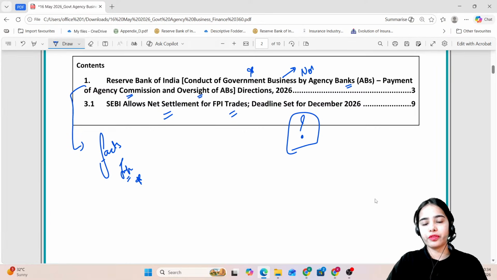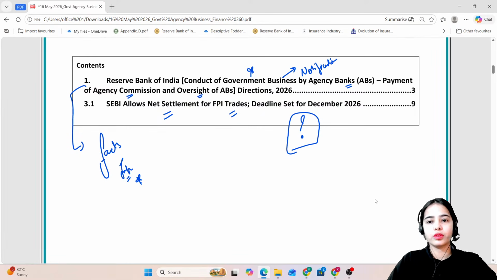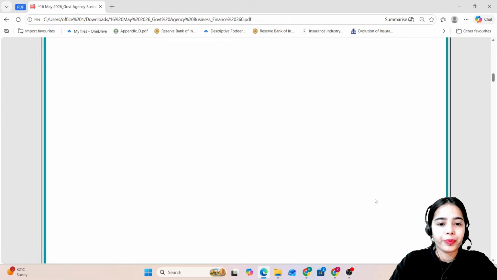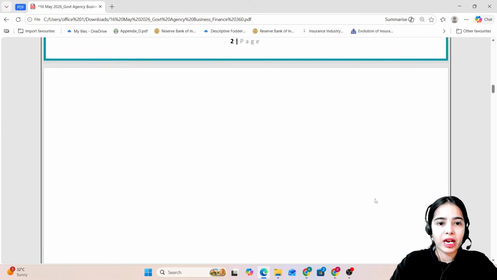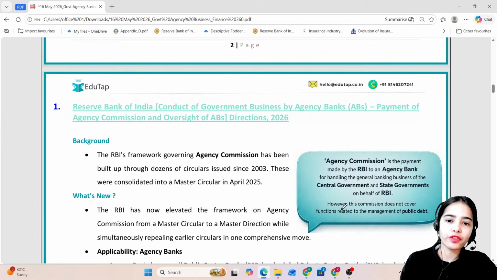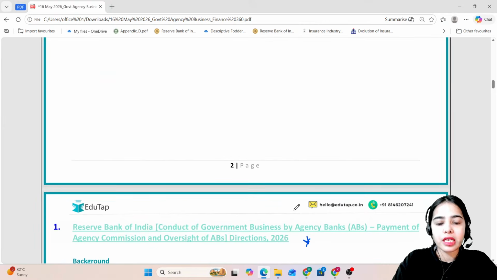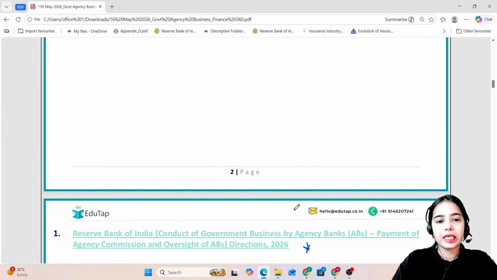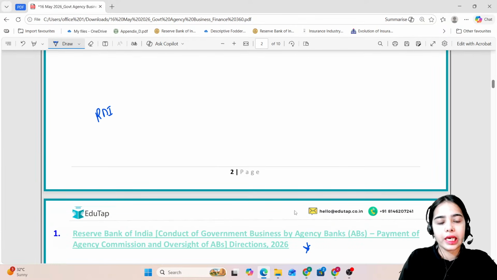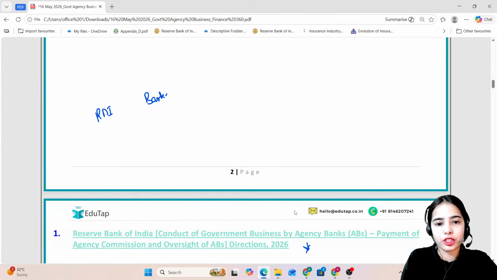So this is the RBI notification that we have to start now. The Reserve Bank of India conduct of government business by agency banks, payment of agency commission. So this is the master direction that the RBI has released. See, the Reserve Bank of India is known as the banker for the government, right? It is the banker for the government.